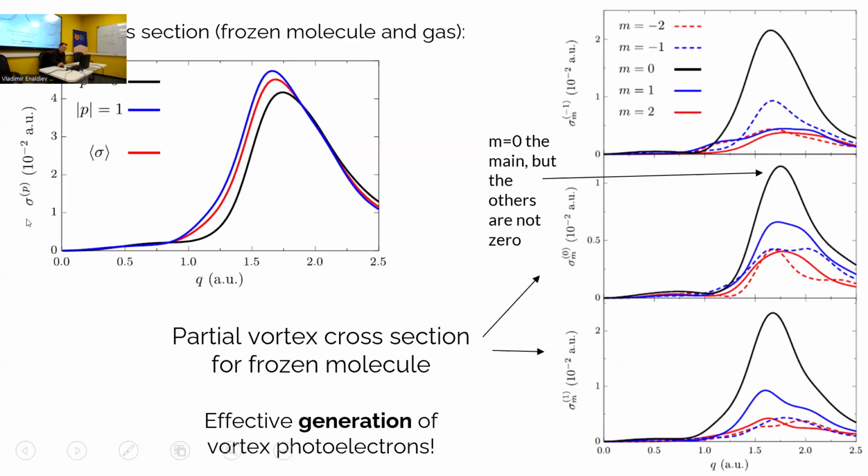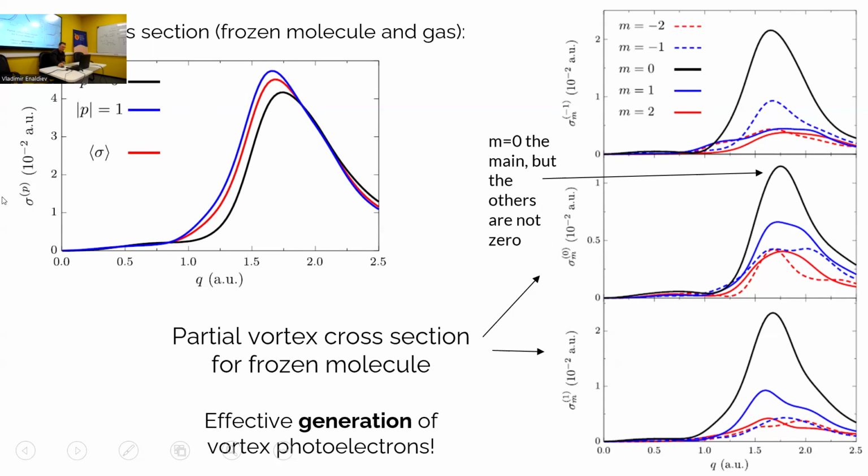So within our model, the total cross section starts at zero, of course. It grows, we have some peak at some photon energy, and then it decays to zero, as it should be. And the averaged quantity, the red, is somewhere between the different polarizations.